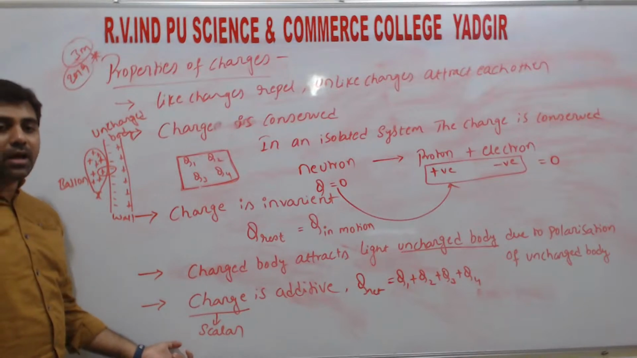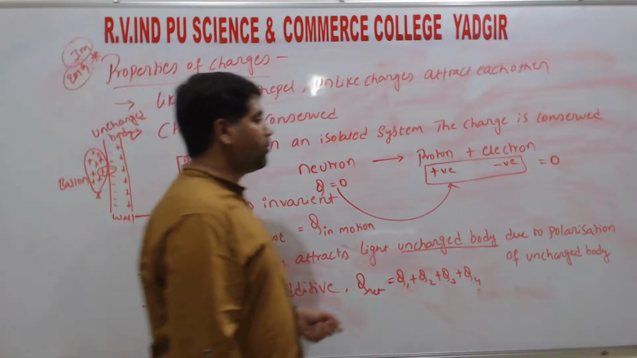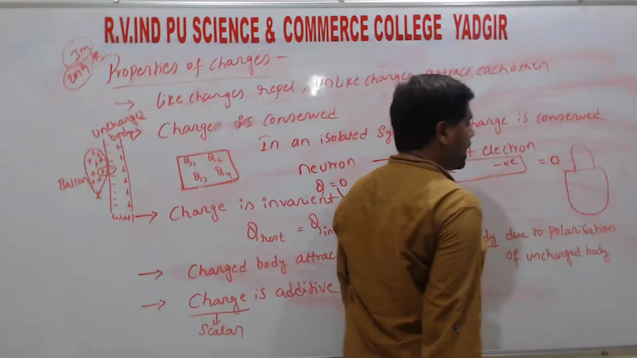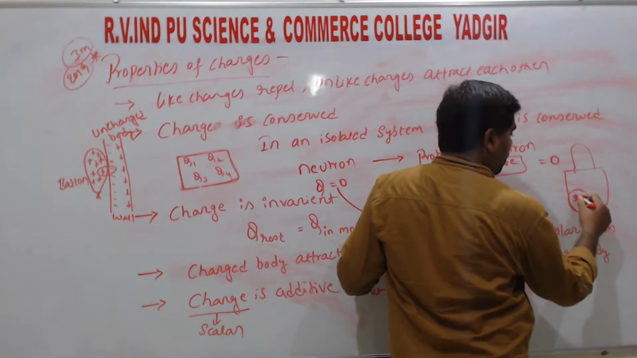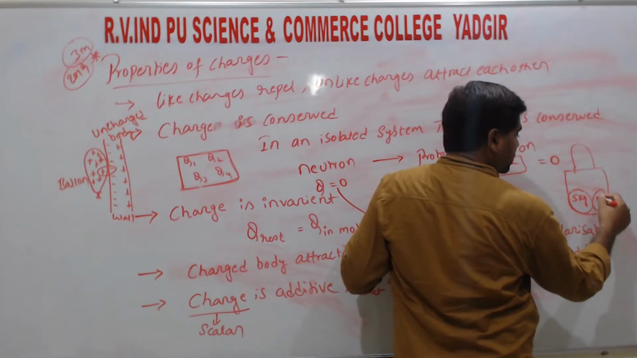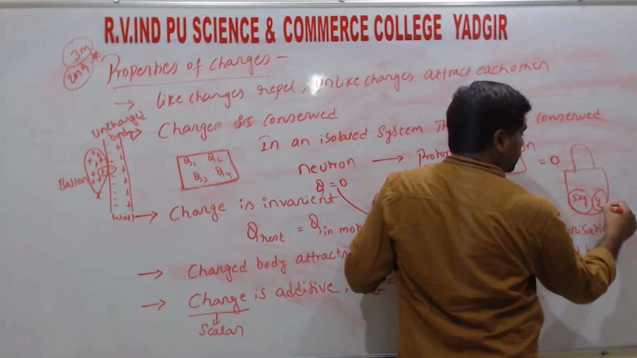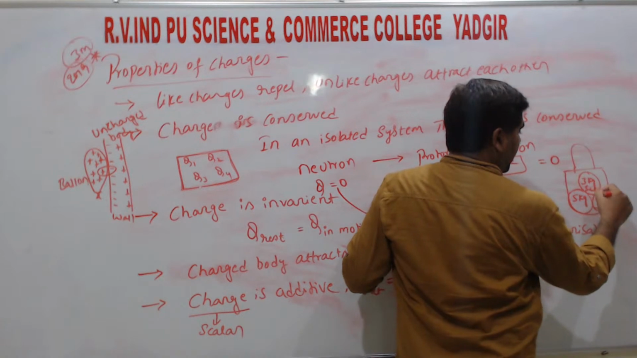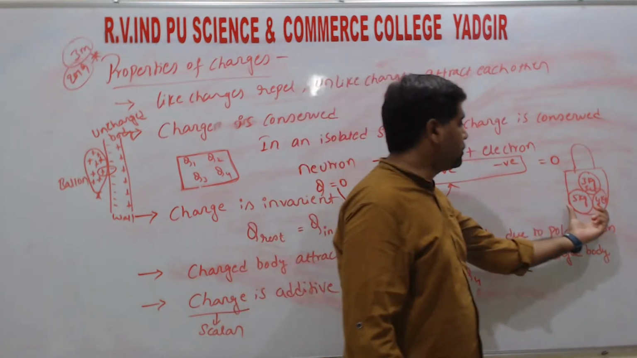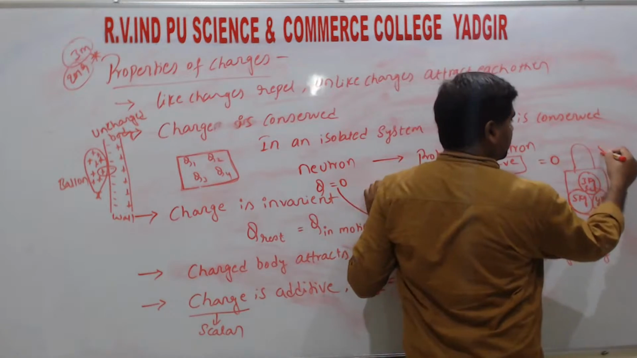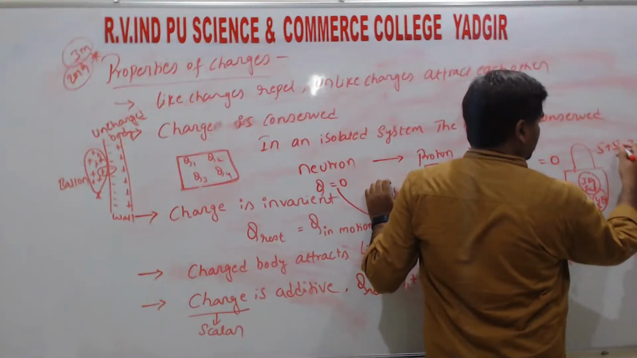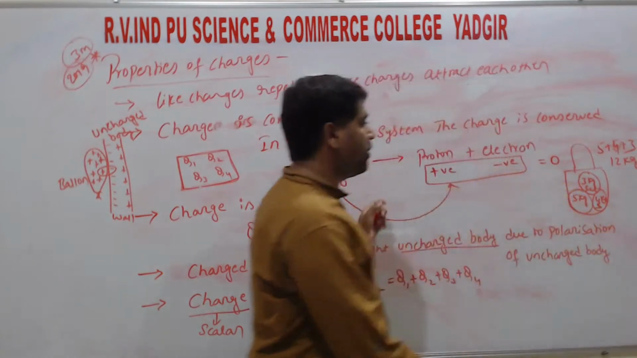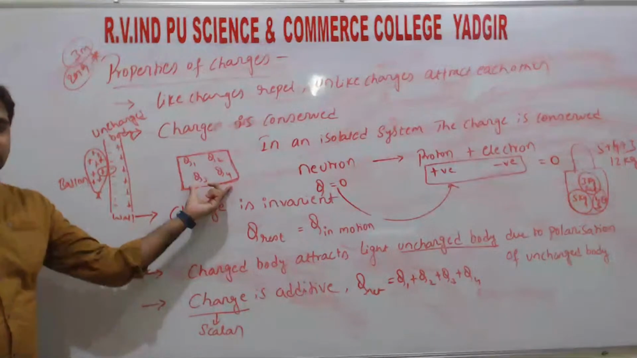So it adds up like the masses, right? For example, if we consider one bag, this bag consists of 5 kg of rice, 4 kg of sugar, and 3 kg of salt. Then the total mass in this bag is how much? We can easily add: 5 plus 4 plus 3, that means 12 kg.